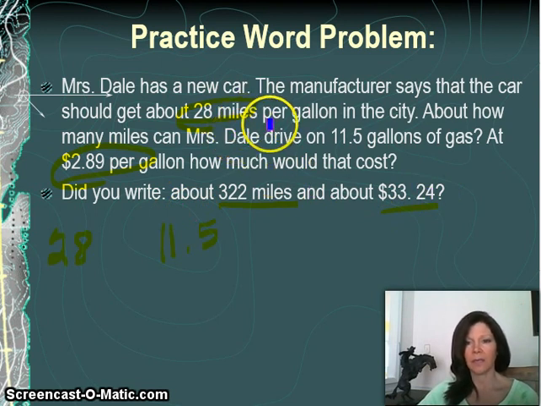28 miles per gallon in the city. How far can I drive on 11.5 gallons of gas at $2.89 per gallon? How much would that cost? I am not going to set it up for you yet. I want you to pause the video, think about how you're going to set it up, and then I'm going to come back and show you how I set that up. Take a minute, pause your video, and then I'll show you how you got those two answers.